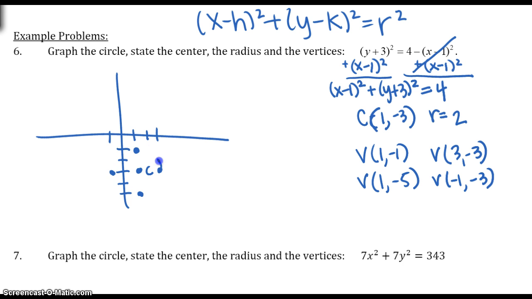So now that you have those vertices there, we can connect them and you have a nice, pretty circle, okay? So the center, the radius, the 4 vertices, and a beautiful picture of your circle.